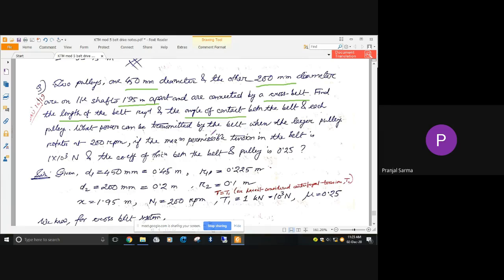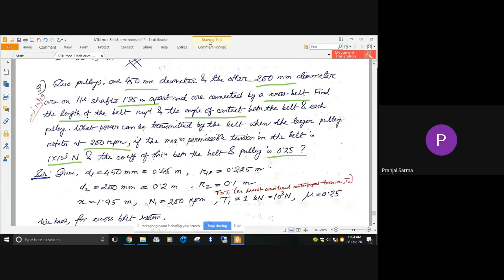Now, in the same question, they are also asking what power can be transmitted by the belt when the larger pulley is rotating at 200 rpm and the maximum permissible tension on the belt is 10^3 Newton, and the coefficient of friction between the belt and the pulley metal is given as 0.25. So from here, you should be able to first find out the length of the belt required, what should be the angle of contact, as well as the power transmitted, within this particular condition.